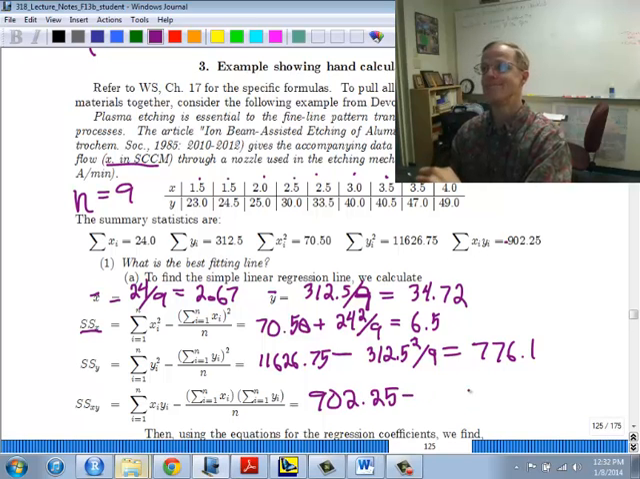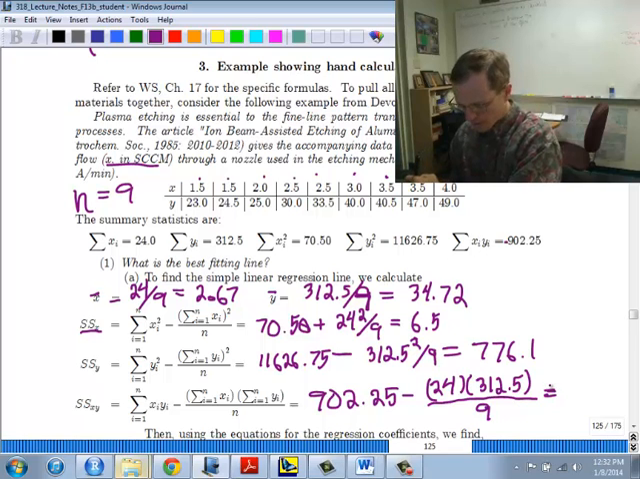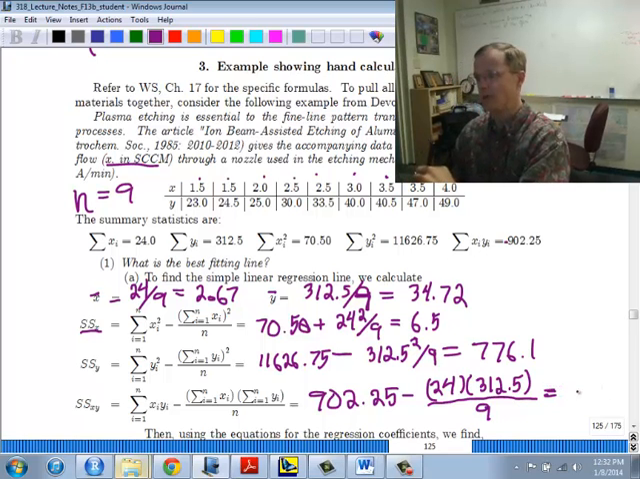And then sum of squares XY is the sum of product XY, 902.25 minus sum of the X's times sum of the Y's. You can see the similarity of the formula. Okay, all divided by 9. Let's see, that guy gives us 68.9.